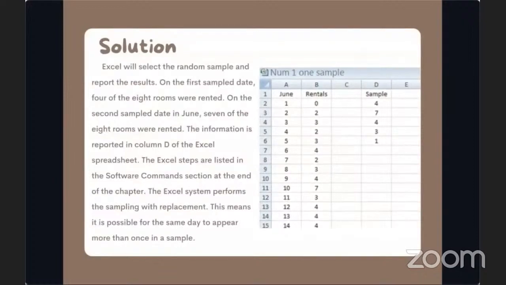The solution: Excel will select the random sample and report the result. On the first sample day, 4 of the 8 rooms were rented. On the second sample date in June, 7 of the 8 rooms were rented. The information is reported in column B of the Excel spreadsheet. The Excel steps are listed in the software commands section at the end of the chapter. The Excel system performs the sampling with replacement. This means it is possible for the same day to appear more than once in a sample.